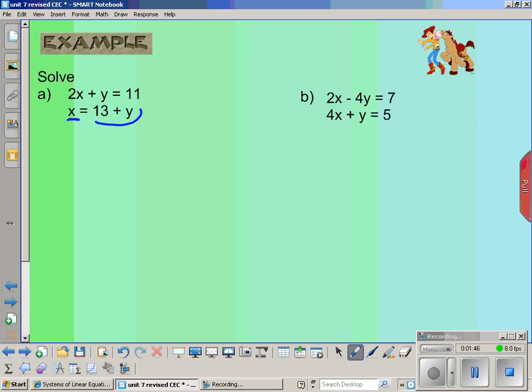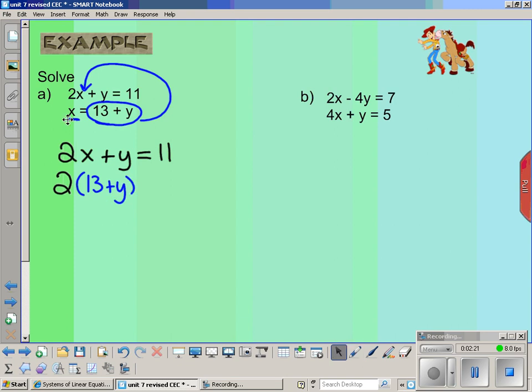What we have, x is equal to 13 plus y. In this system, when we are looking for the solution x, y, x is the same value in both equations. So what we can do is take this x value and substitute it into the x value of the second equation. So if I rewrite 2x plus y equals 11, we are going to replace the x with 13 plus y. And then we have plus y equals 11.